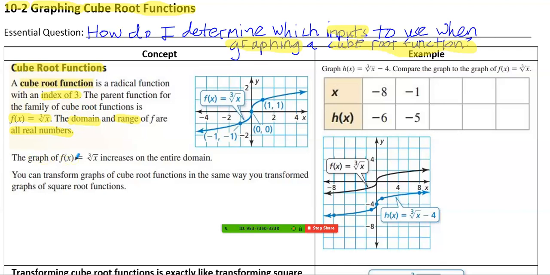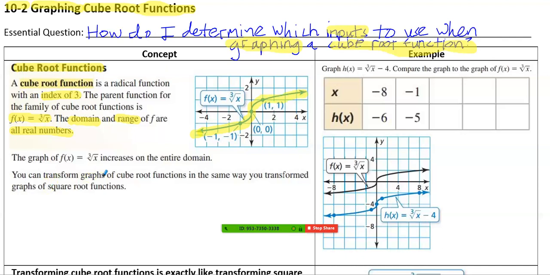The graph of f of x equals the cube root of x, that's the parent function. Oh, it's the parent of the family. It increases on the entire domain. What does that mean? As you read left to right on the domain, on the x values, this is increasing, increasing a little more steeply, still increasing not as steeply, but it's increasing all the way.